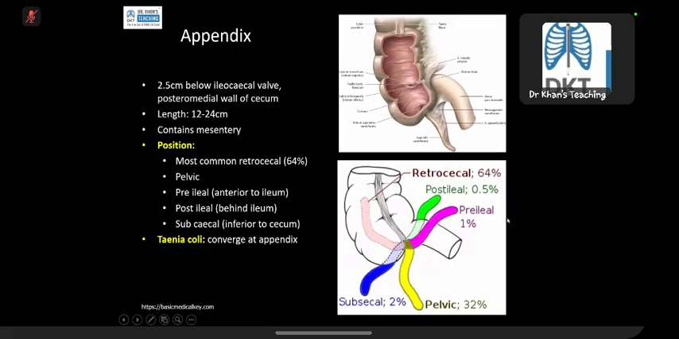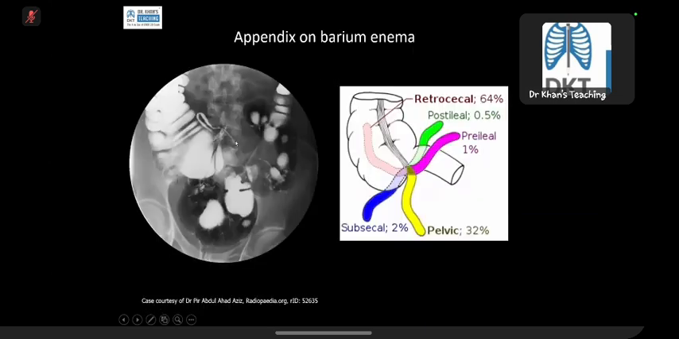Appendix. The main thing to remember in the appendix is that its positions are important to know. Retrocecal, which is this pink one, is 64%, but there are others: post-ileal, pre-ileal, pelvic, subcecal. This is on a barium enema examination. The appendix has been outlined.